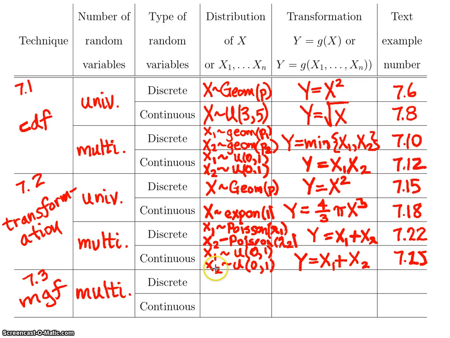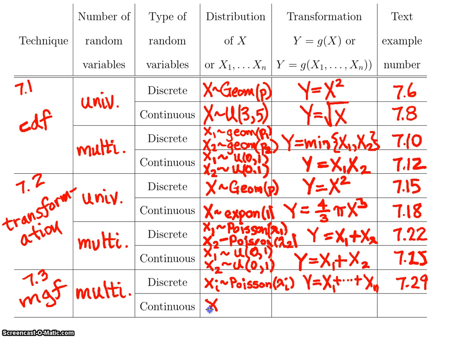Finally, in the discrete continuous case, we're going to let X sub i be Poisson with parameter lambda sub i, and that will be for i equals 1 to n. And in that particular case, we're interested in the distribution of the sum of n of these random variables. And that one right there will be example 7.29 in the textbook.